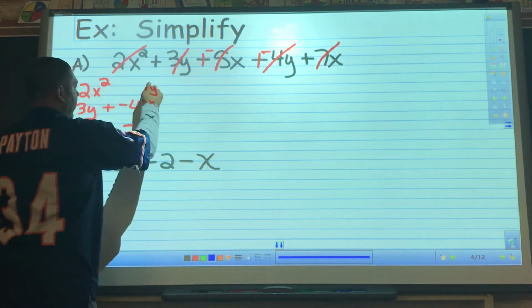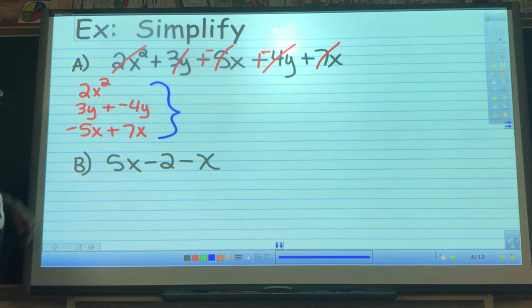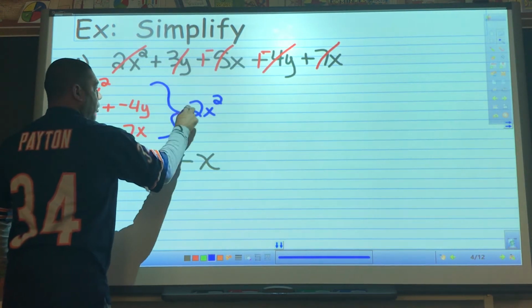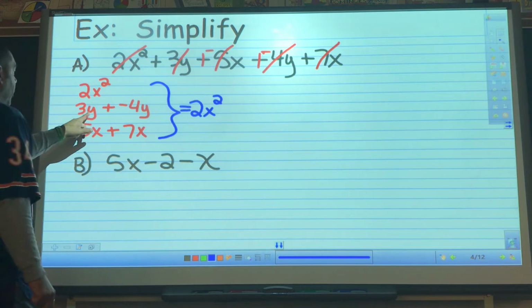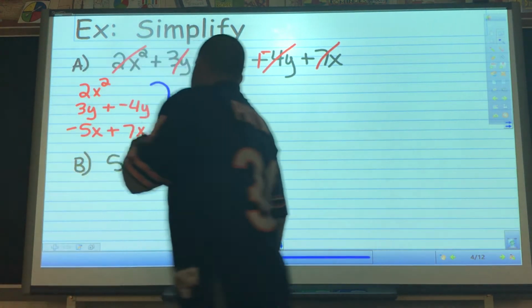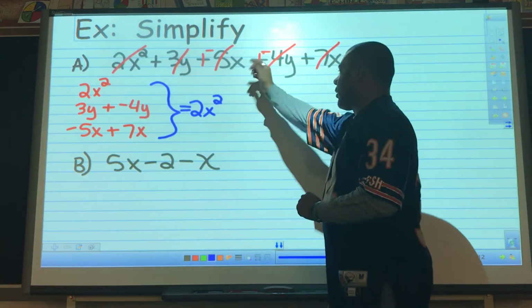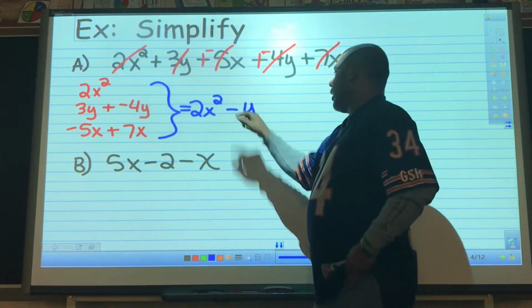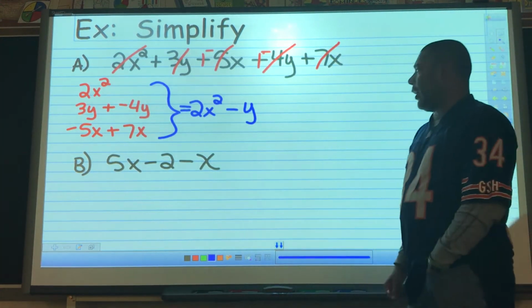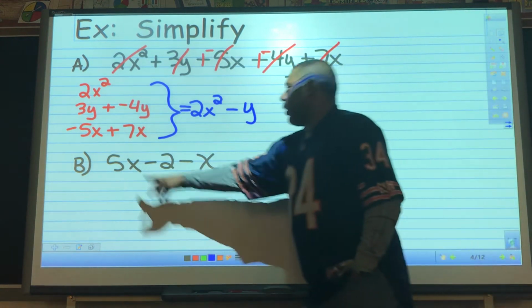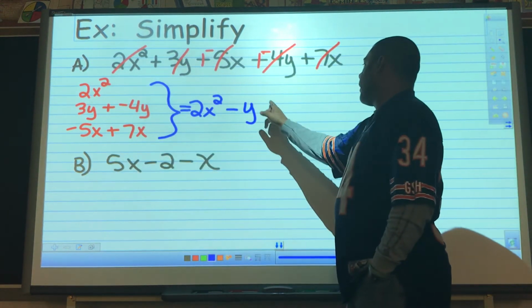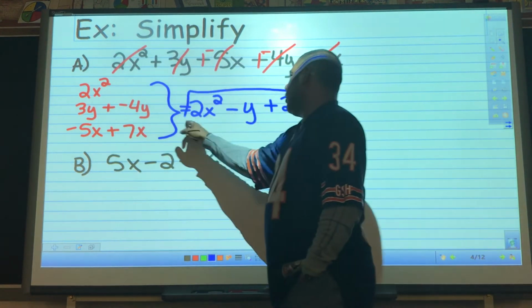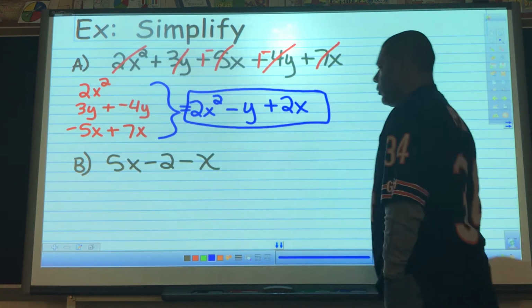Once I've done that, let's just add up our like terms. So I have 2x squared, 3y plus negative 4y, different sign subtract, keep the larger. It's going to be negative 1y. A lot of times we'll write it just like that, negative y. Negative 5x plus 7x would be positive 2x. And this would be my simplified expression.